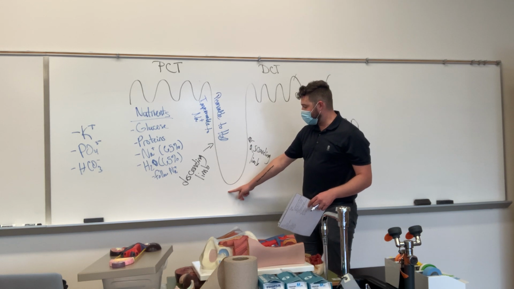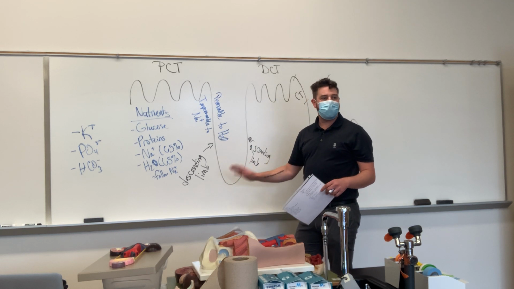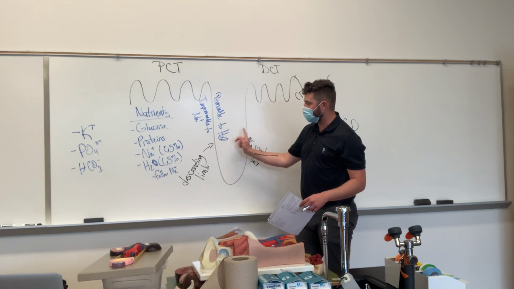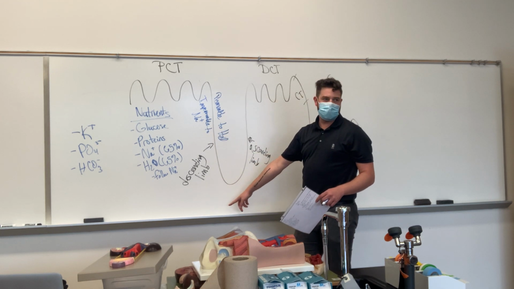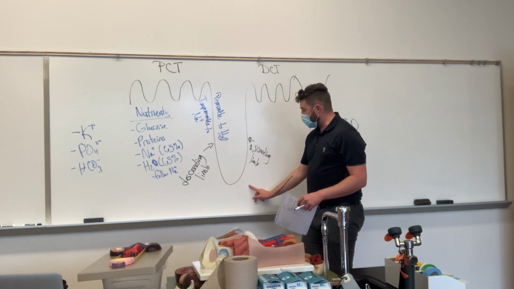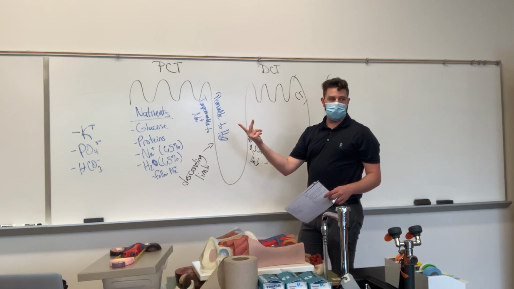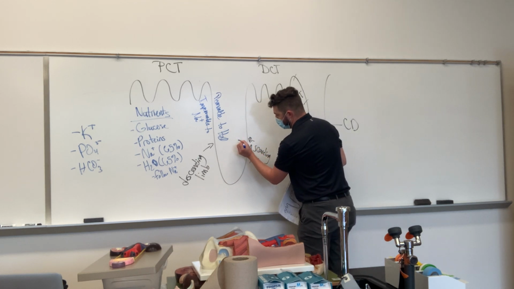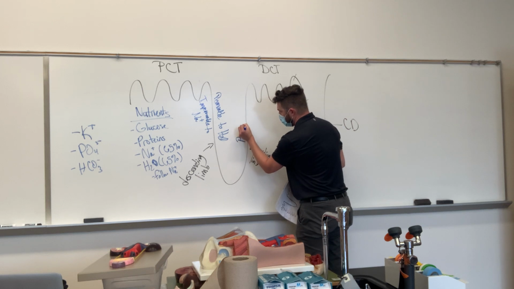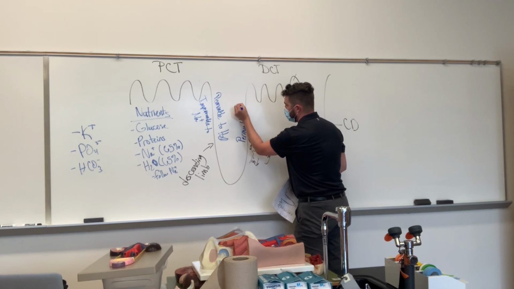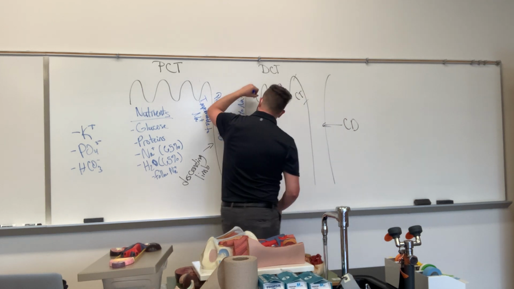So at the end of the descending limb, your tubular fluid is as concentrated as it can be because you have all this water moving out, but all the sodium is still stuck in. Now, as we go up the ascending limb, this permeability flips, and it becomes permeable to sodium and impermeable to water.